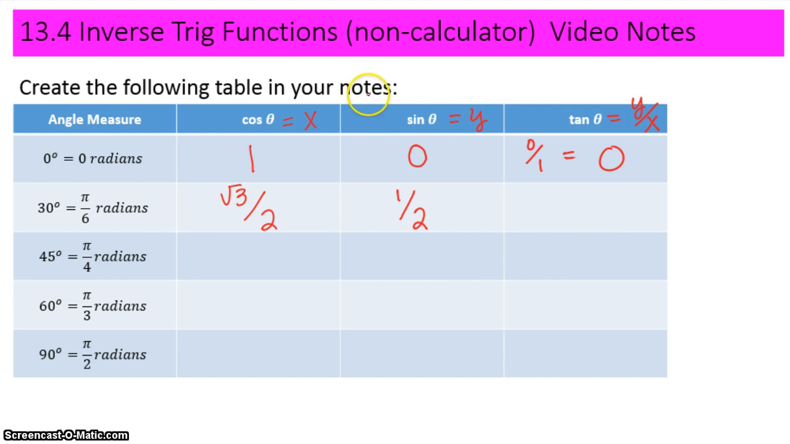The tangent's going to be y over x, or 1/2 divided by root 3 over 2. And of course, we're so good at fractions that we know we do 1/2 times 2 over root 3. And we cross cancel, and we get 1 over root 3. We know we can't have a root on the bottom, so we multiply by root 3 over root 3. And we end up with the square root of 3 over 3. Good.